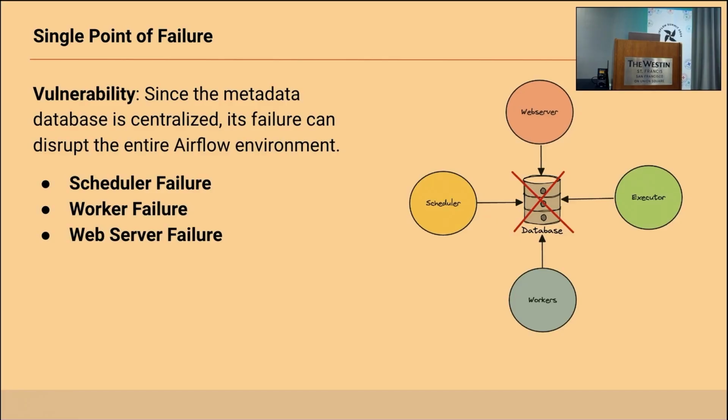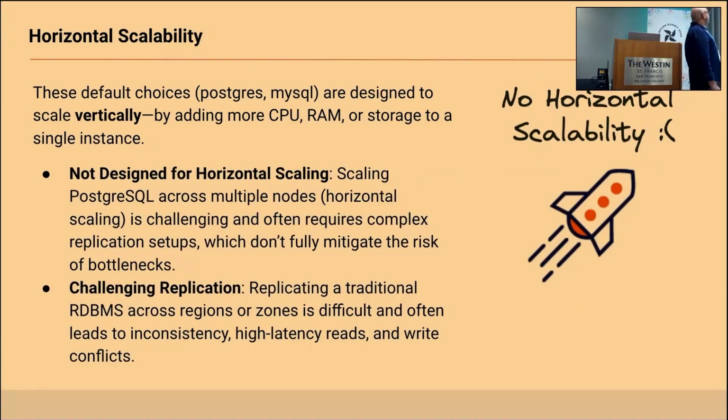Since it's a single source of truth, it will occur in your scheduler failing, your workers will fail, and the web server, of course, since all of the components are dependent on that particular piece. So all the failure will occur from that perspective. Second thing which I want to highlight is with the default choices, you don't get horizontal scalability.